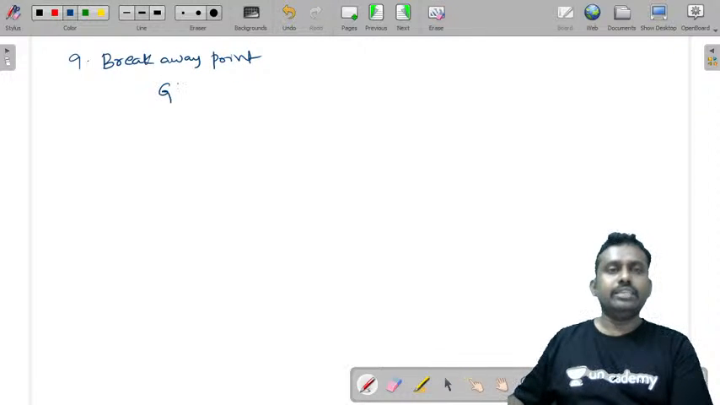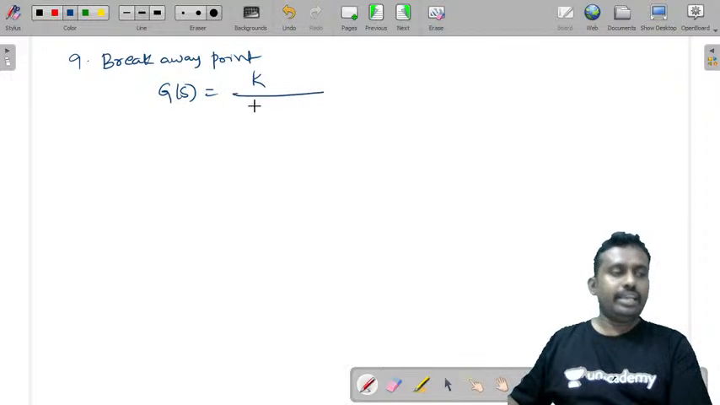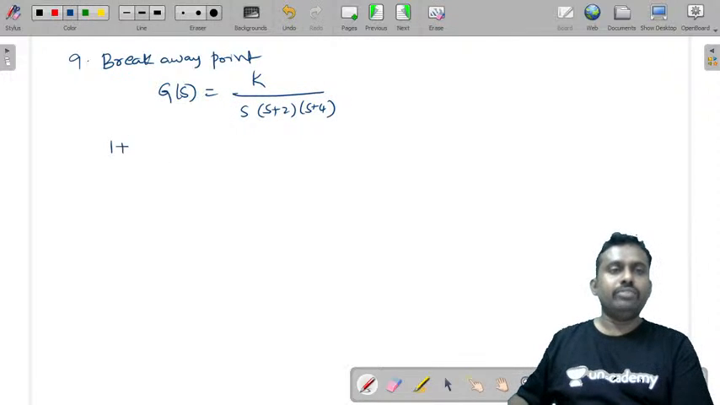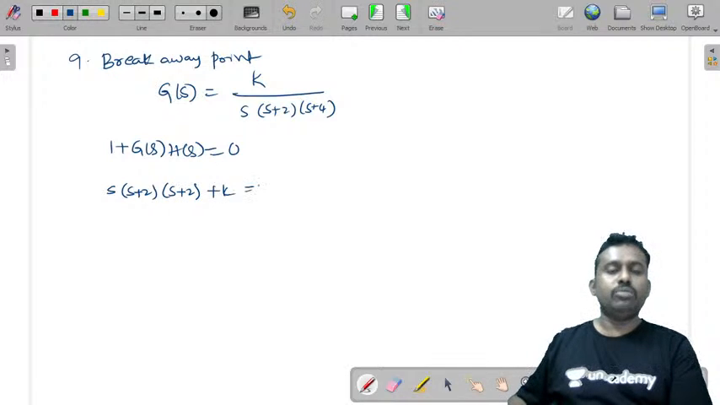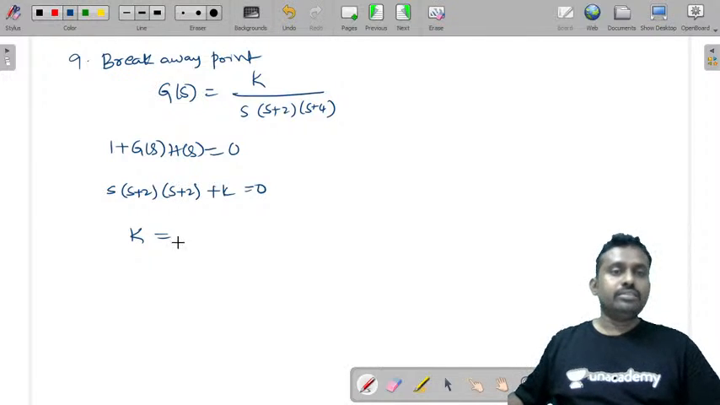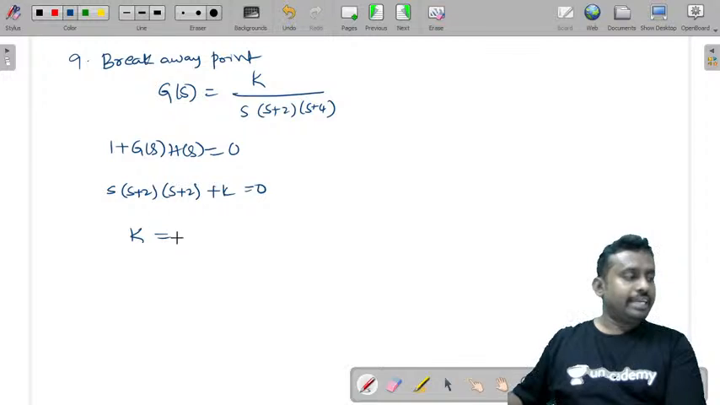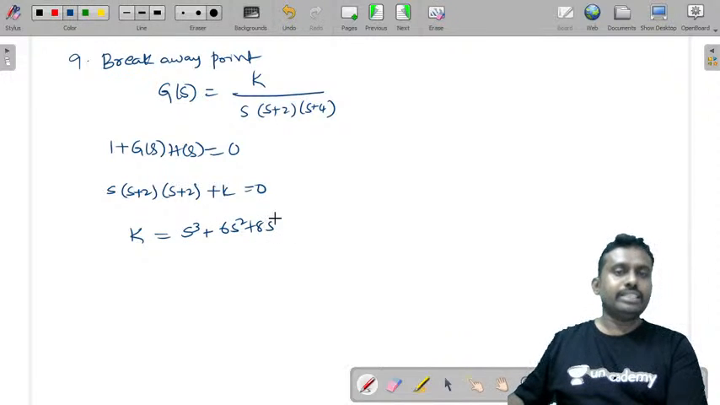We need to consider g of s is equal to K by s into s plus 2 into s plus 4, and write 1 plus g of s into h of s is equal to 0. That is, you get s into s plus 2 into s plus 4 plus K equal to 0, and find K from this. When you write K, you'll get K is equal to negative of s cube plus 6s square plus 8s.